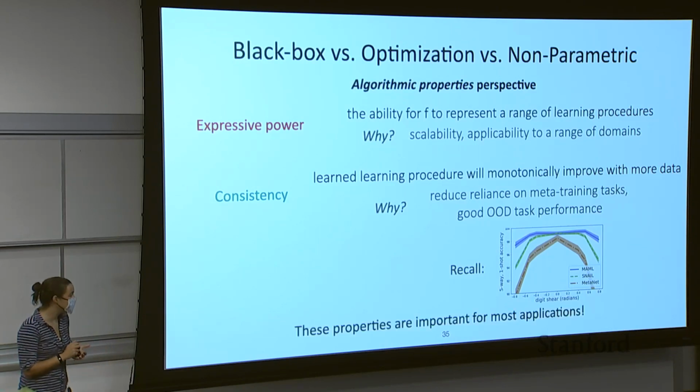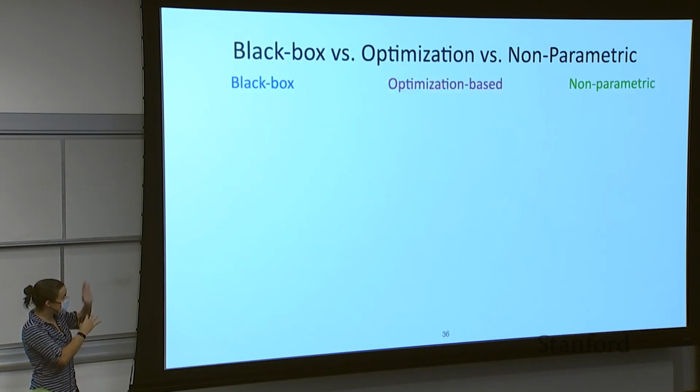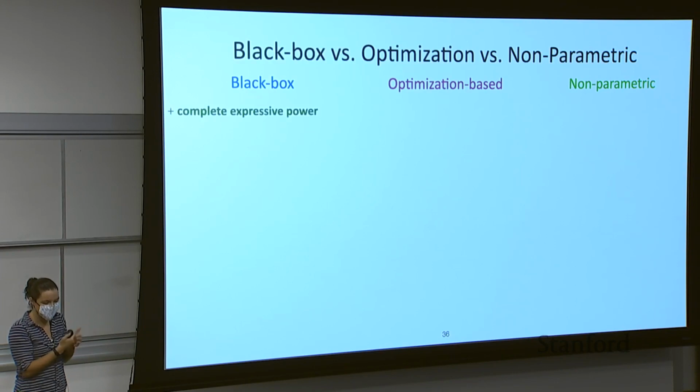Okay, so these two properties are important for a lot of different applications. And if we think about these three classes of approaches, we can think about them in terms of those properties. Black box methods have complete expressive power, but they aren't guaranteed to be consistent. As you pass more data into the recurrent neural network, it may not continue to improve.